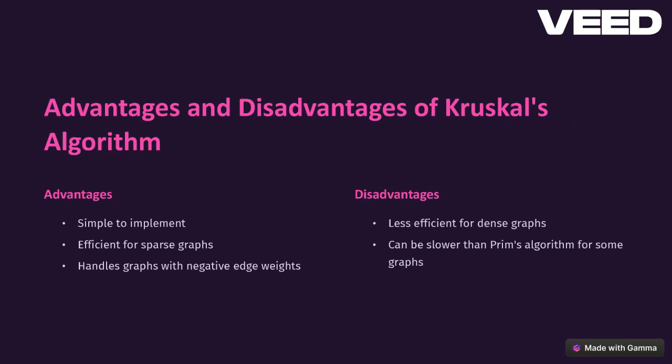Advantages: it is simple to implement, efficient for sparse graphs, and handles graphs with negative edge weights. Disadvantages: it is less efficient for dense graphs, and can be slower than Prim's algorithm for some graphs.